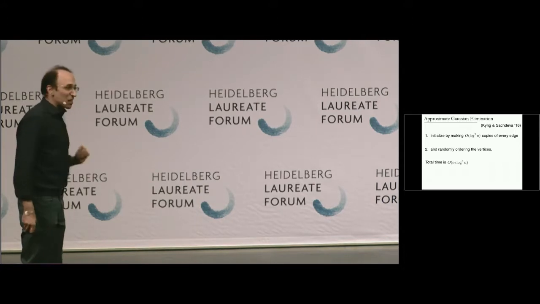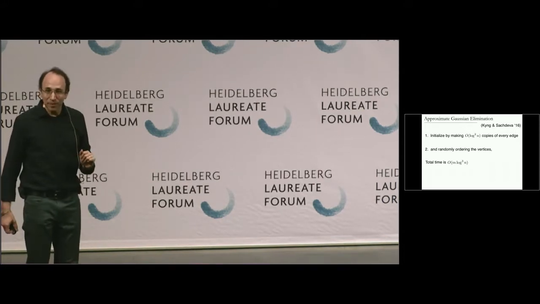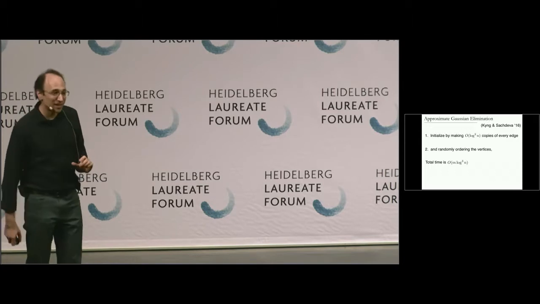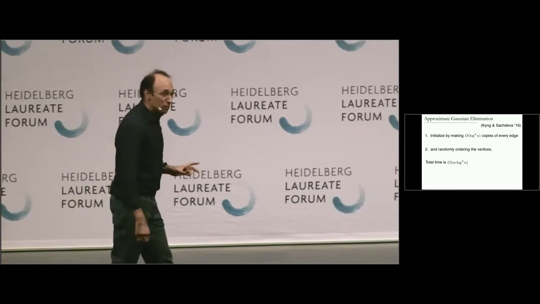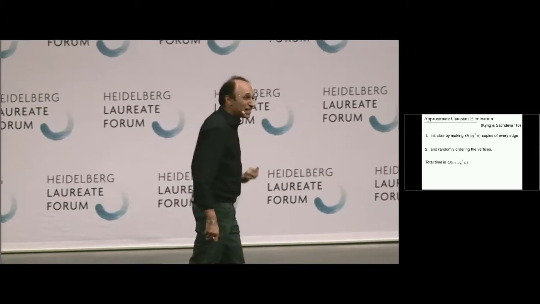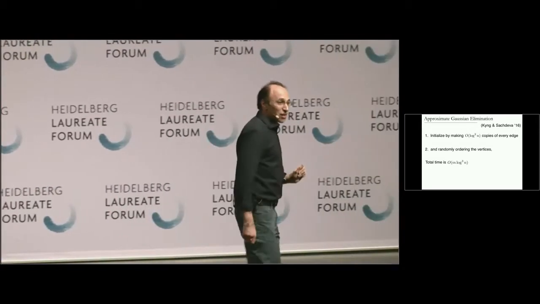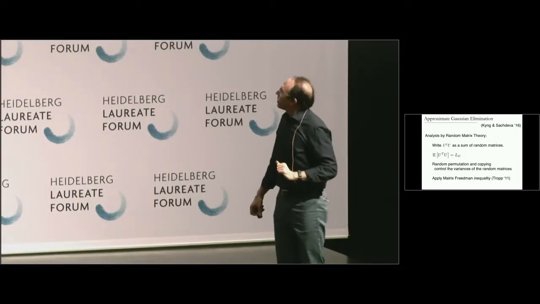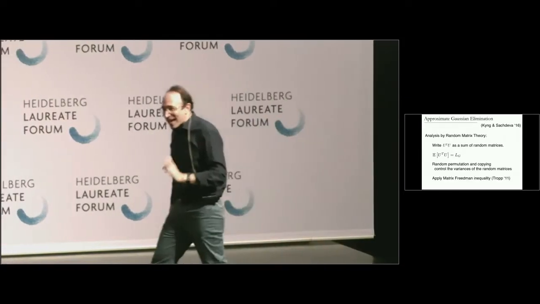And then when we're all done, this is time order m log cubed n. Now, m log cubed n is not asymptotically as good as the algorithms I've shown you before, but the constant in the big O is really small. And this algorithm we've implemented, it's pretty good. It's not the fastest, but it's okay. I should tell you just one word about how you analyze this. You're looking at a random process as they do this.